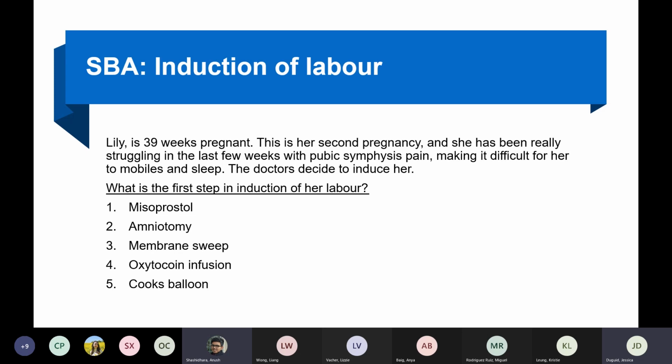Also, before we go into induction of labor, I just have a quick question for the year fives. Does anyone know what Mendelssohn syndrome is? It's a one-line thing to know for exams. It's another labor complication, but you don't need to know a lot about it. You just need to know a sentence about it.